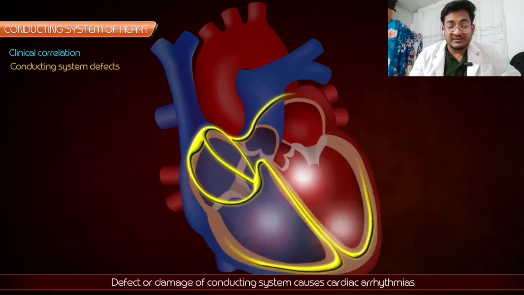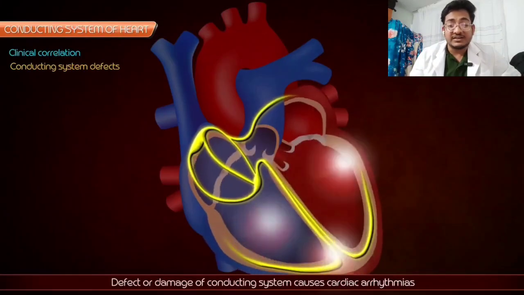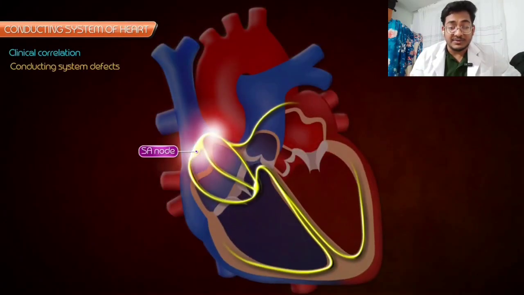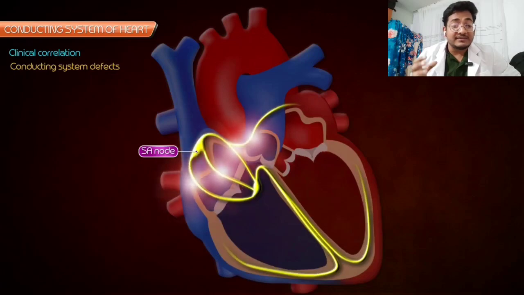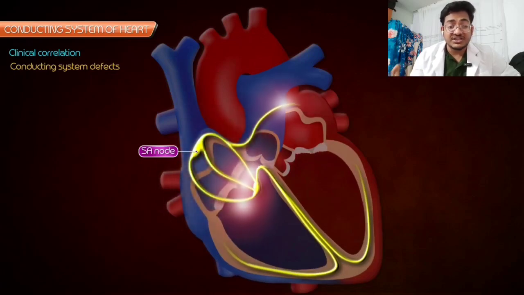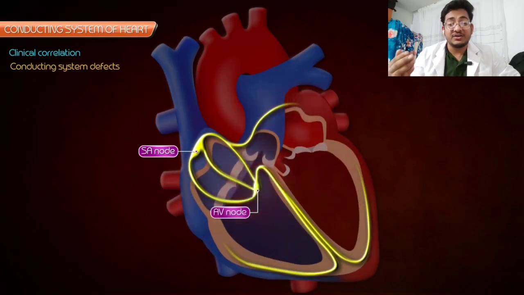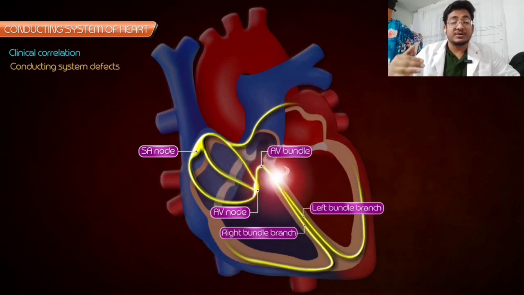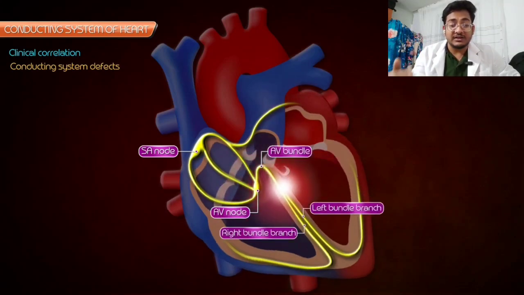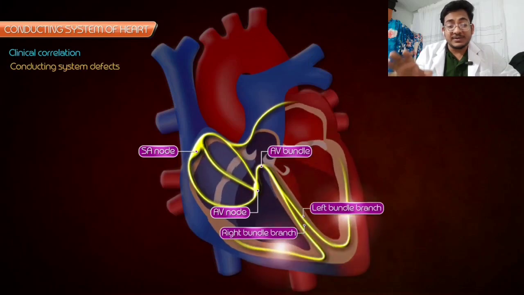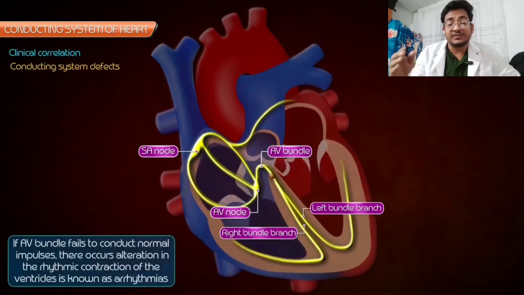Clinical correlation. Conducting system defects. The defect or damage of the conducting system causes cardiac arrhythmias. The SA node is the spontaneous source of generation of cardiac impulse. The AV node picks up these impulses from atria and sends them to the ventricles through the AV bundle, the only means through which impulses can spread from the atria to ventricles.